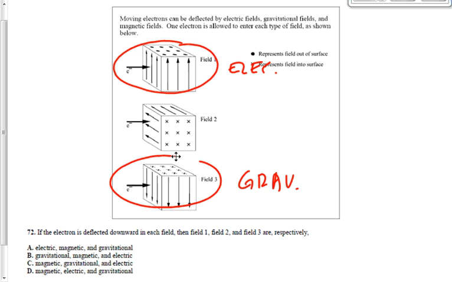Okay, if we've got an electron moving to the right, we've got a magnetic field, let's assume that's a magnetic field going into the page. Let's see if that does cause a magnetic force downwards on that particle. Thumb to the right, fingers into the page, palm points downwards. So sure enough, this is a magnetic field. So now let's look at which one works here. The electron is deflected downward in each field, and fields 1, 2, and 3 are respectively electric, magnetic, and gravitational.